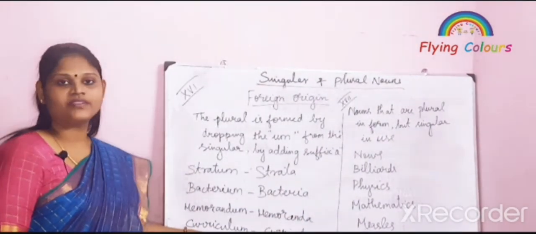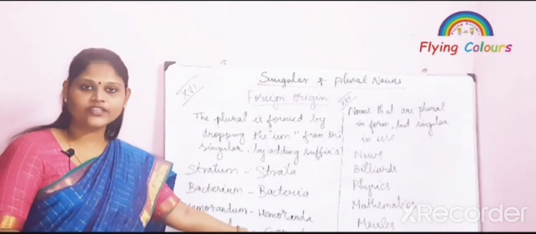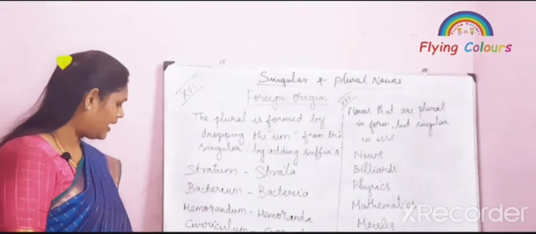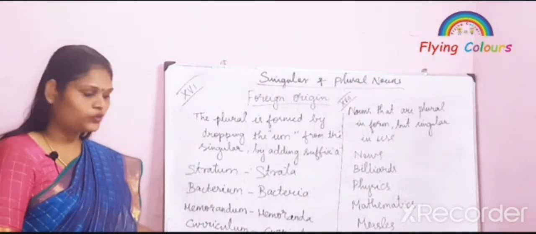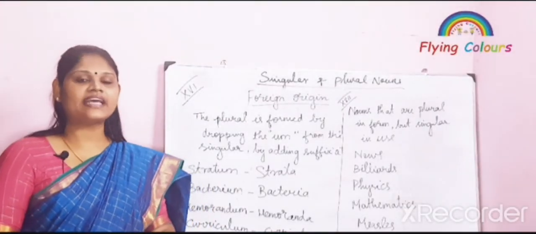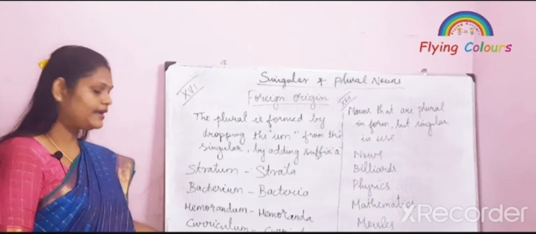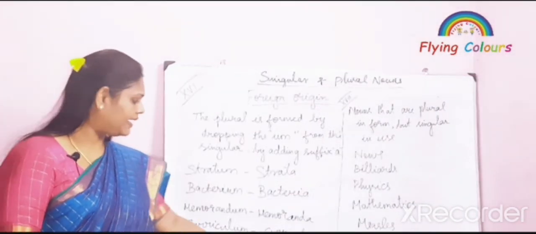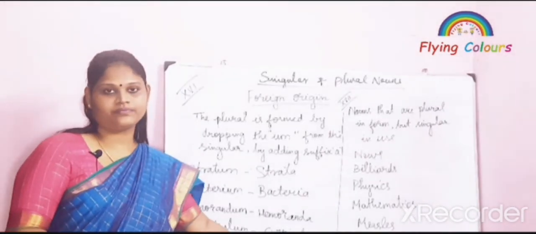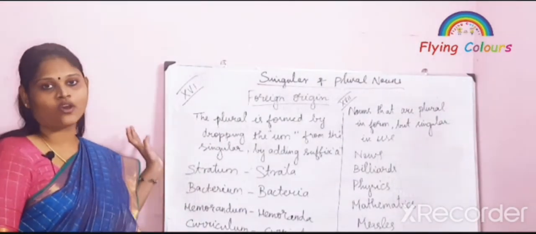Curriculum, so drop and add a to it, curricula. Addendum, drop and add a to it. Addendum means an extra item added to the book. Addendum, drop and add a to that to make it plural. These are all examples for foreign origin words.